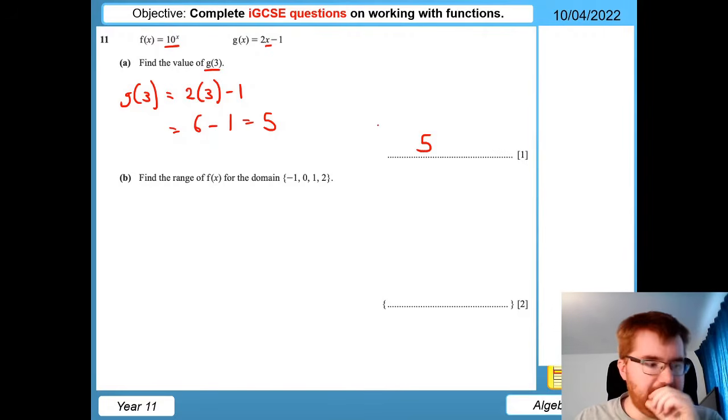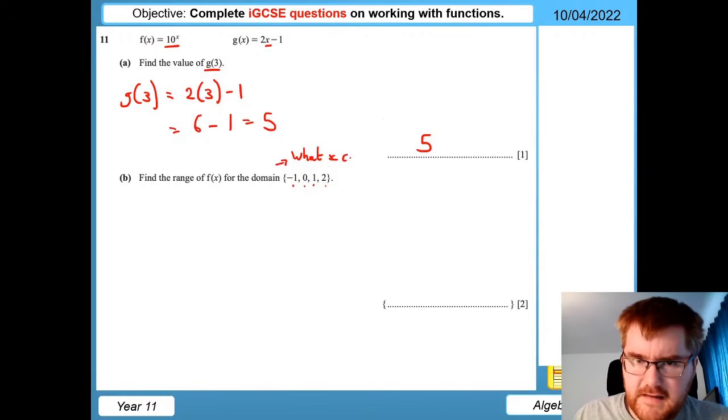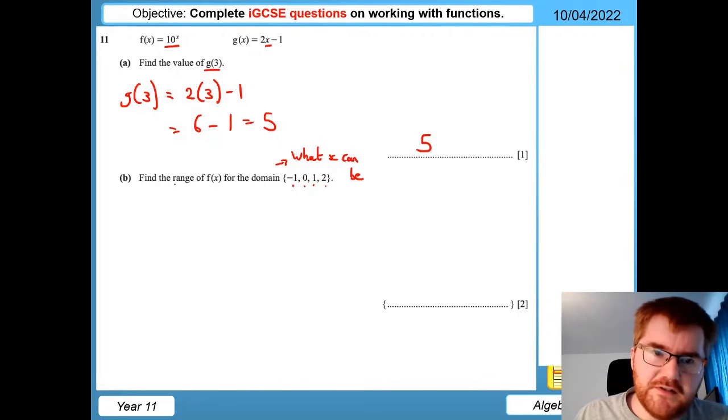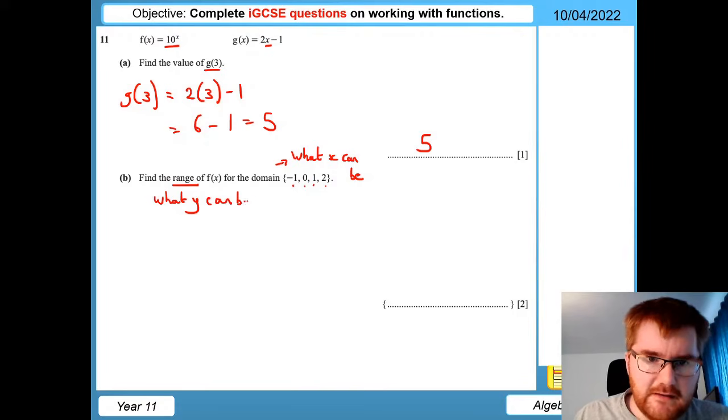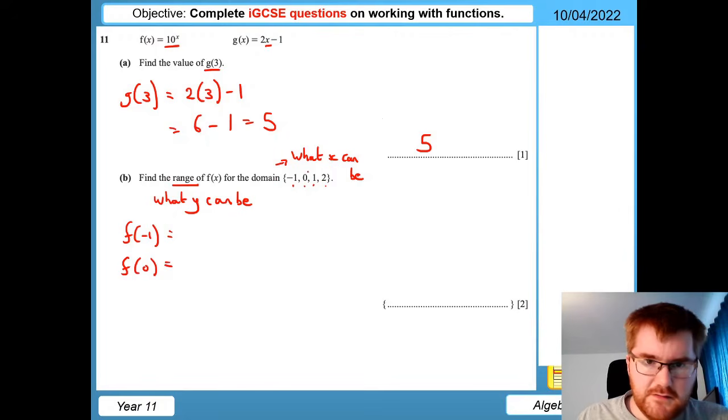And now this is a slightly different kind of question. We have to find the range of f of x for the domain minus 1, 0, 1, and 2. Remember the domain is what x can be, and it wants us to work out the range, so what y can be. This is actually more straightforward than it looks. All we need to do is substitute these numbers into our f function and work them out. So we need to work out f of minus 1, f of 0, f of 1 and f of 2.